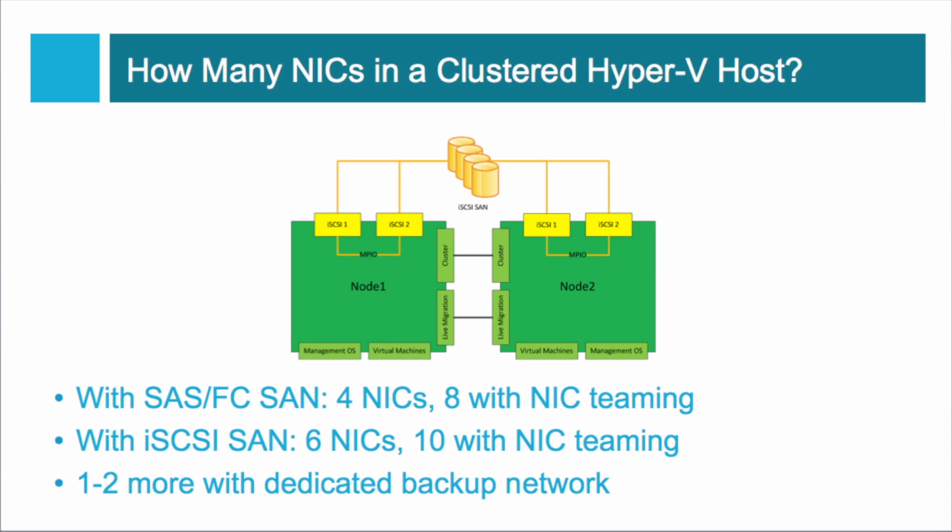How many NICs in a Hyper-V clustered host? Which OS? Well, it depends. But 6 is not a bad answer. If I'm doing iSCSI, minimum of 6. If I'm doing SAS or Fibre Channel, I would have needed 4. If I wanted to do NIC teaming, well, that's a lot of NICs. What if I want a dedicated backup network? That's another NIC team.